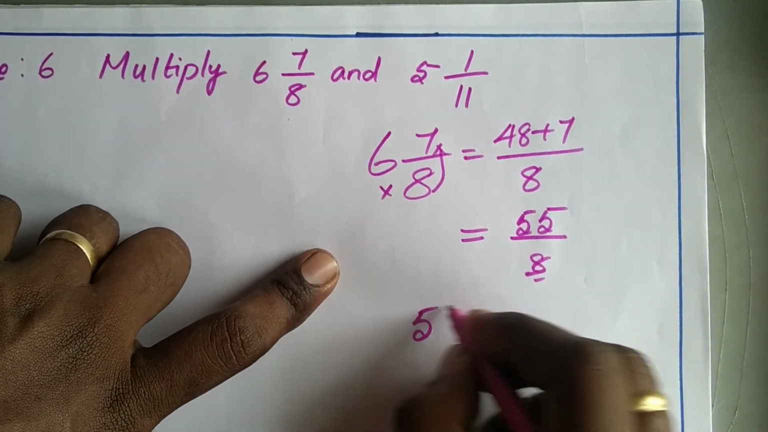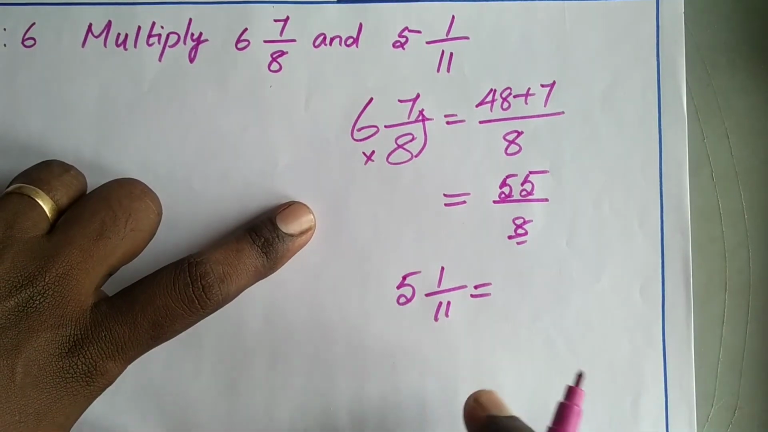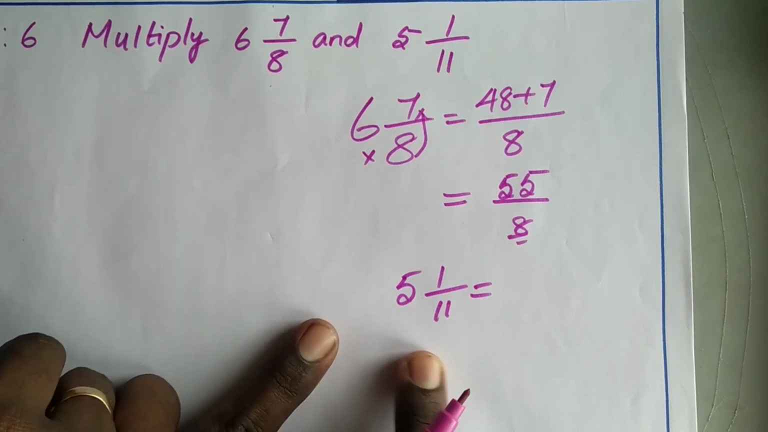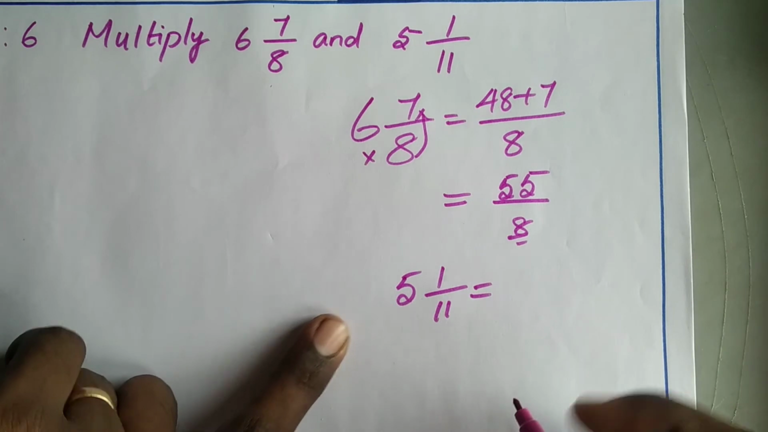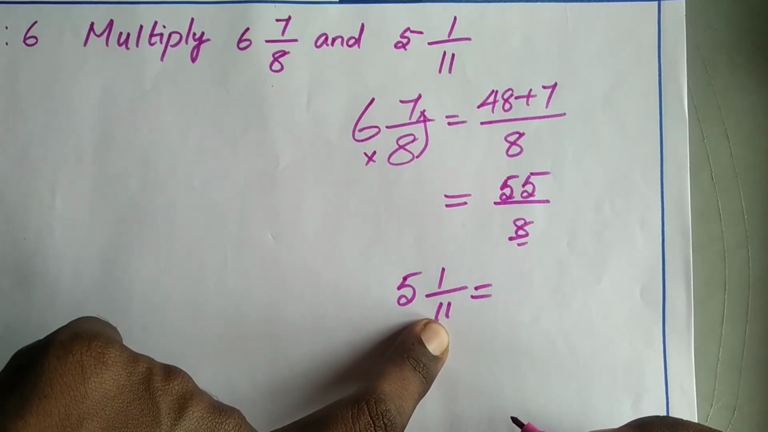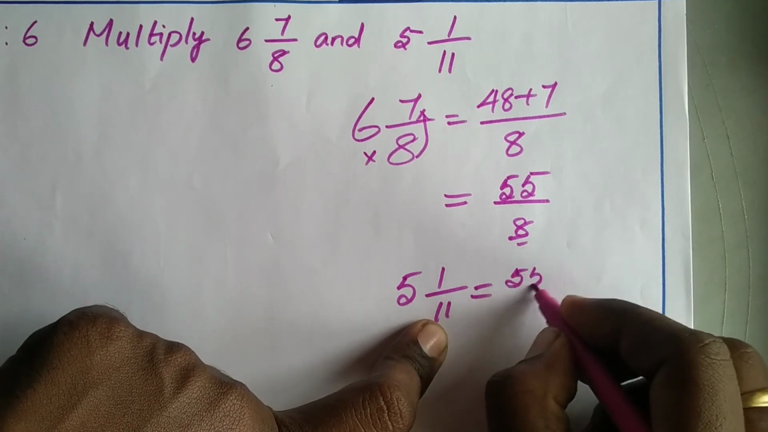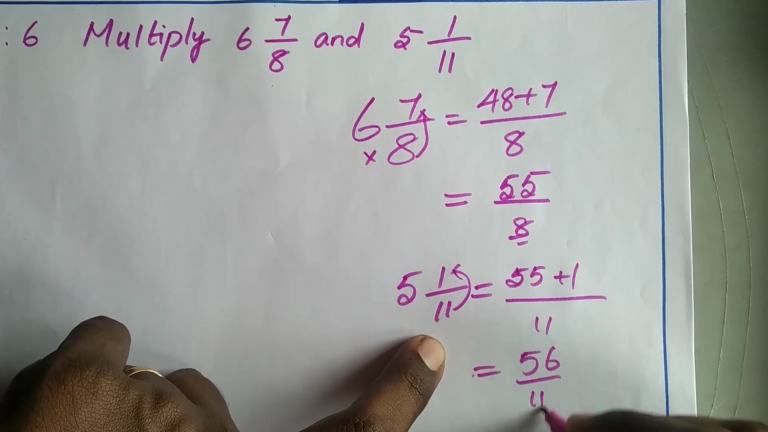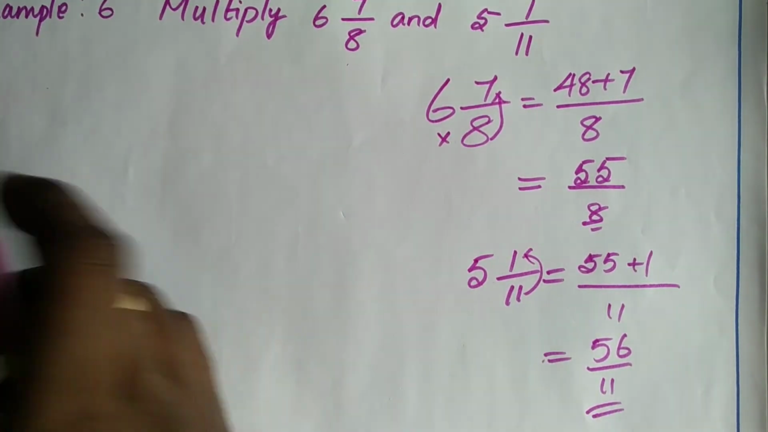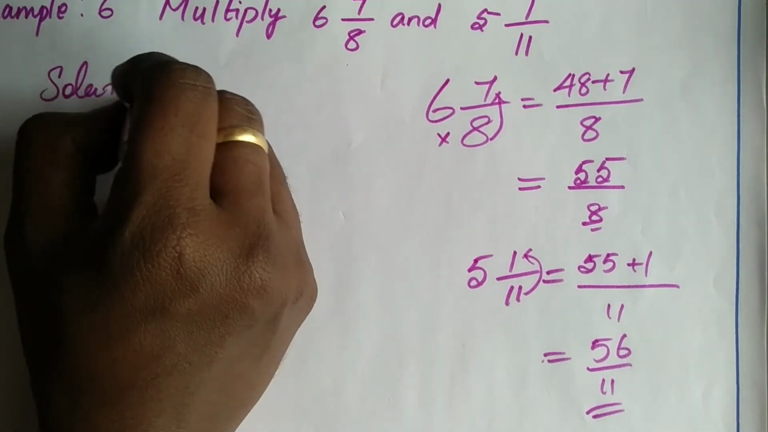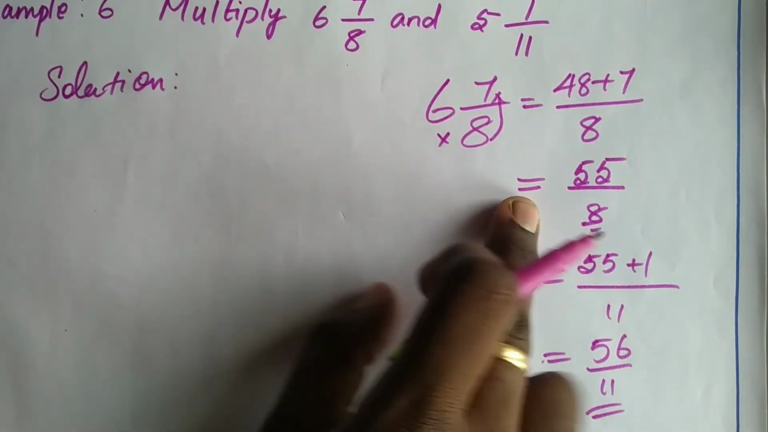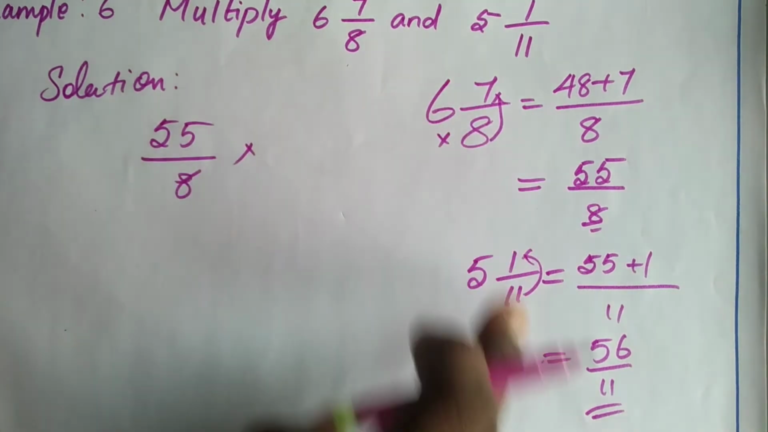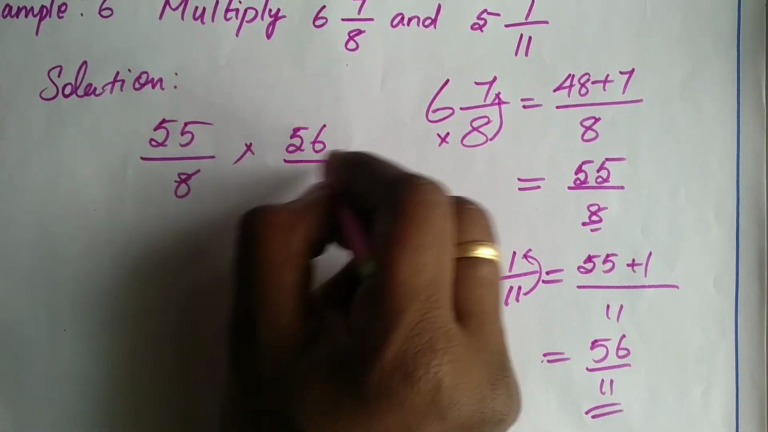Next, convert this fraction, 5 1 by 11. Guys, you tell the answer. How to convert this first? What is the first step? Multiply these two and add this and tell the answer. Yes, 5 into 11. What is 5 into 11? Yes, very good, it is 55. Next, add this 1 plus 1 by 11. That is equal to 56 by 11. Now come to our question. So 6 7 by 8 is equal to 55 by 8. Put the multiplication symbol. 5 1 by 11 is equal to 56 by 11.